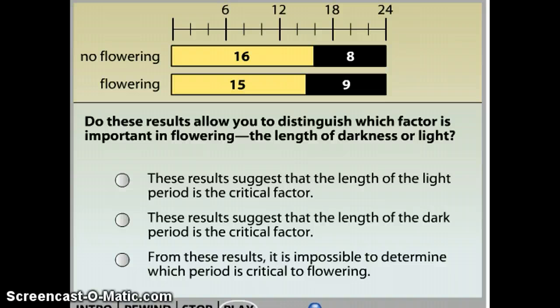Okay, so you guys should know that these results actually don't tell you which one it is. You can't really tell.